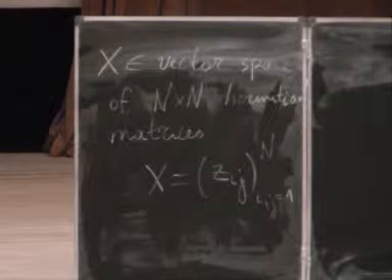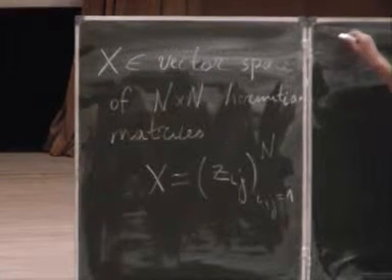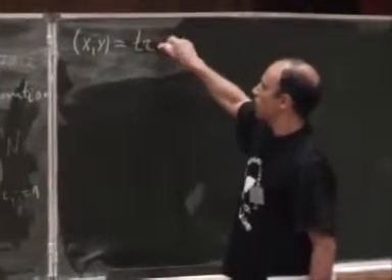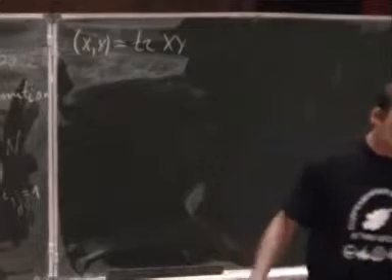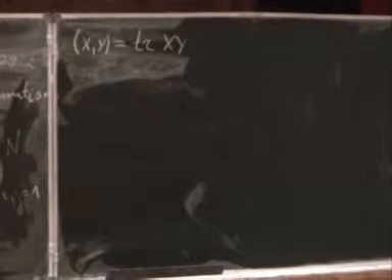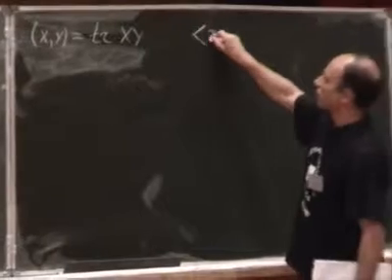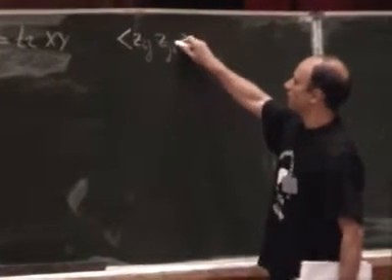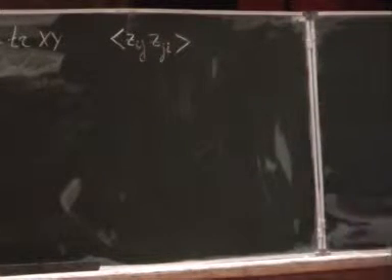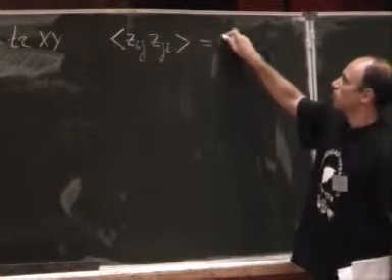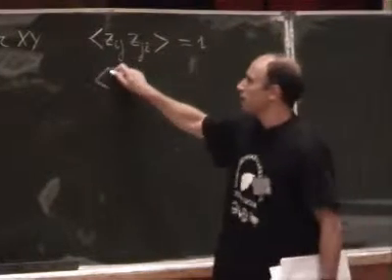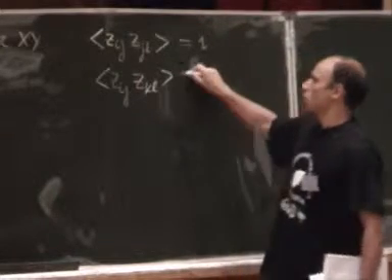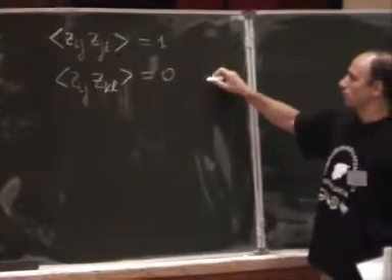Then I introduced a quadratic form, a positive definite quadratic form: the trace of the product of two matrices. And I showed that the expectation value of Zij, Zji for this quadratic form was equal to 1, and the expectation value of any other product of two coordinates was equal to 0.